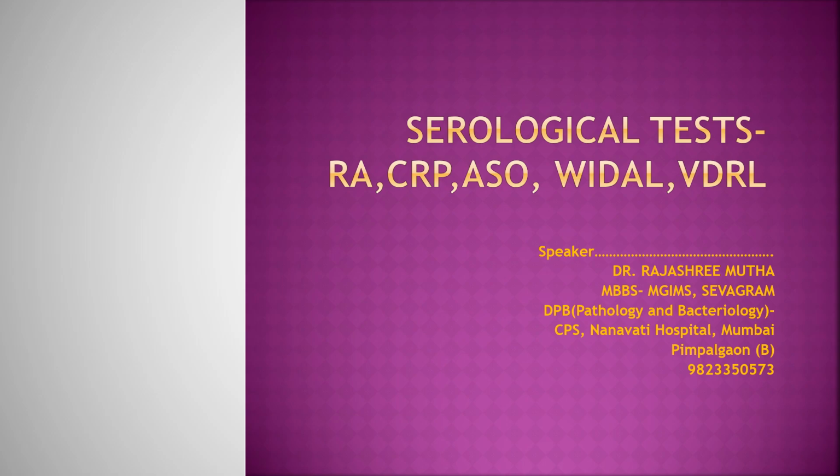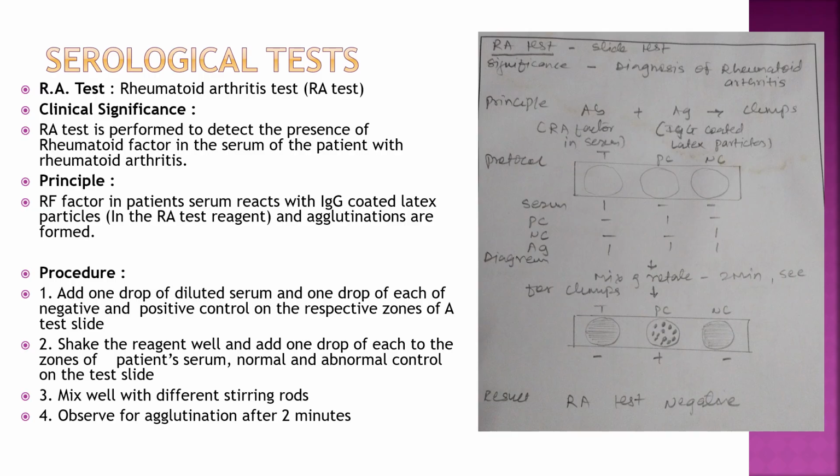Let's study serological tests like RA, CRP, ASO, Widal, VDRL. Hello students, today we will see serological tests. So first is the RA test, the rheumatoid arthritis test. The clinical significance is that the RA test is done to detect the presence of rheumatoid factor in patients of rheumatoid arthritis.